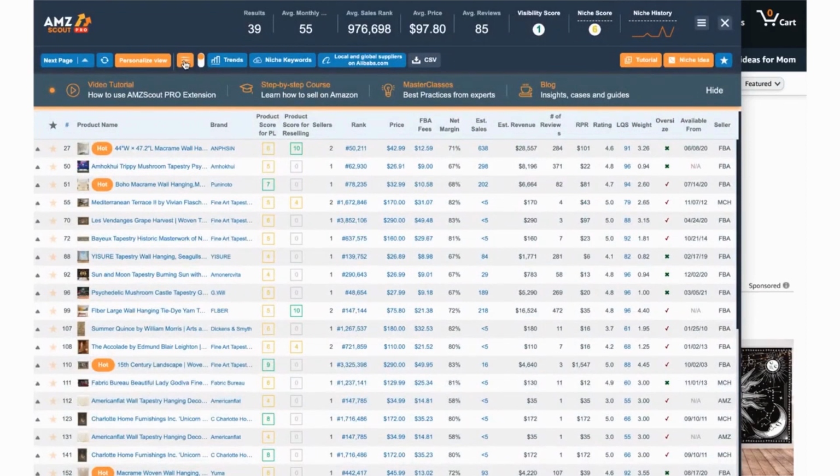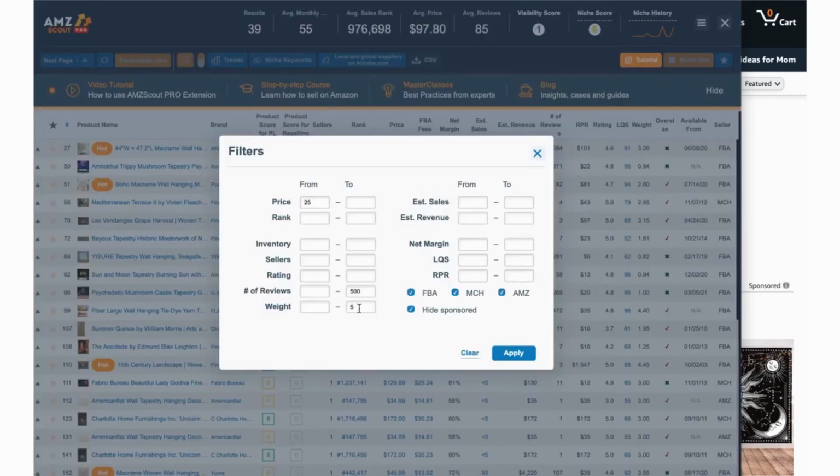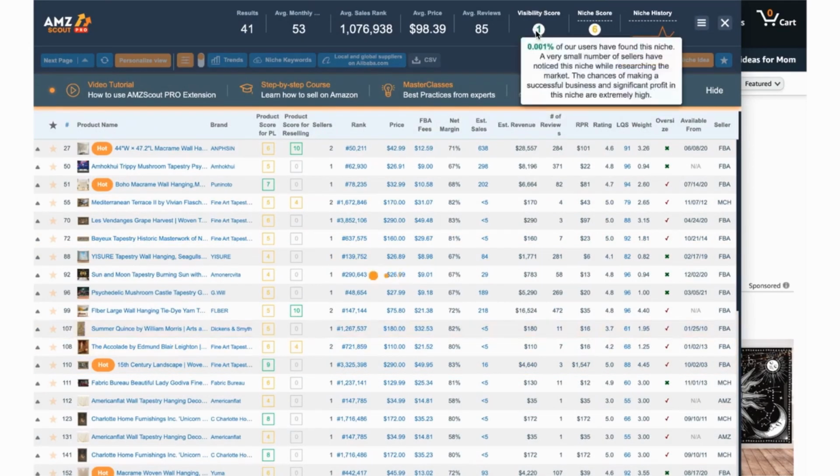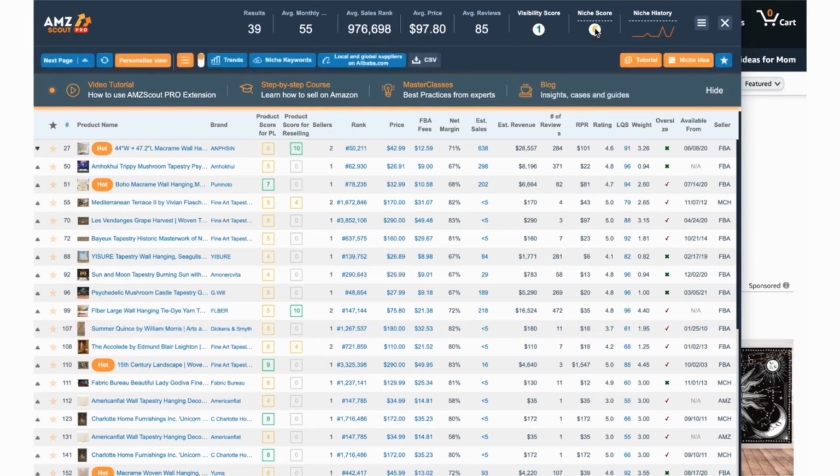I want anything that is over $25. I want a product listing that would have less than 500 reviews, and then anything that would be below 5 pounds. So once I click apply, this is what I would get. And as you can see, I have the visibility score of 1 and then the niche score of 6. So if I click on the niche score, let's see what pops up.